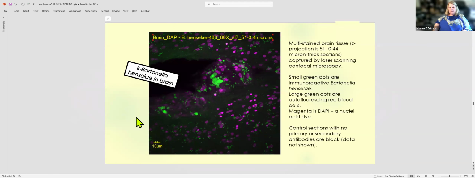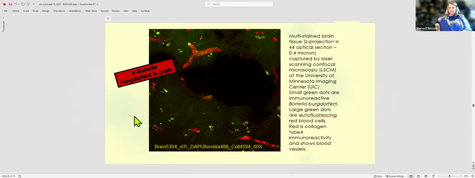He had a lot of mental health issues. And we took that same tissue and we also stained it for Borrelia. And that's been found in the brain. And this is the red, this is the blood vessels. And you can see that it's in brain tissue as well.